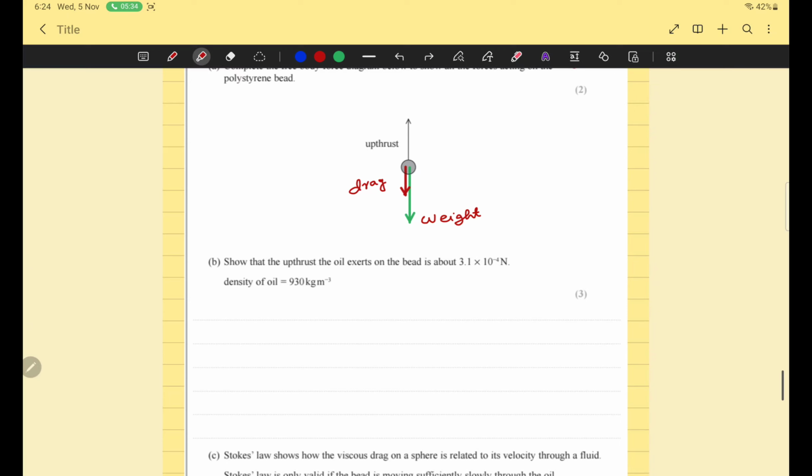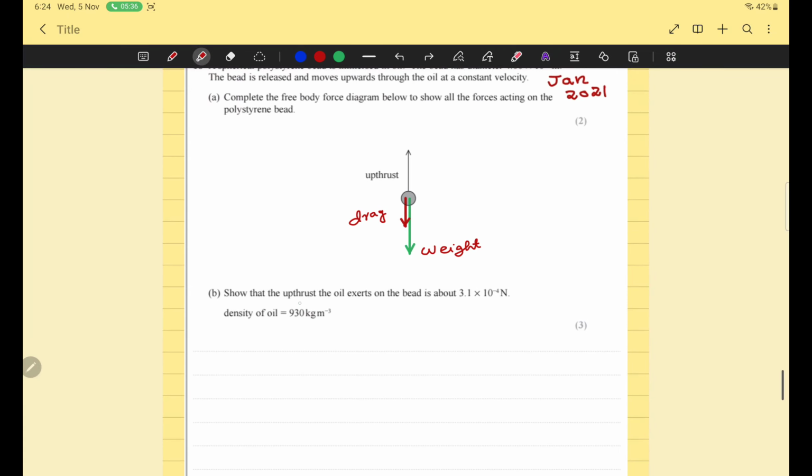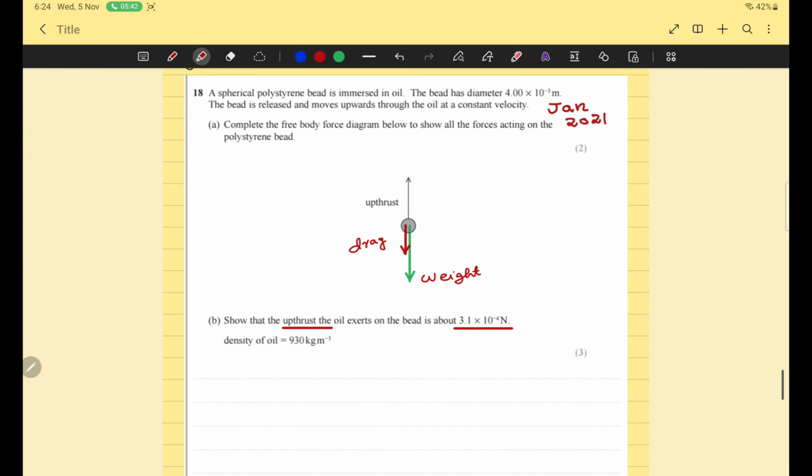Okay. And now the first question: show that upthrust is this. I think we have solved too many questions, so I will suggest you do not copy my work. Solve yourself, and finally cross check your answer.